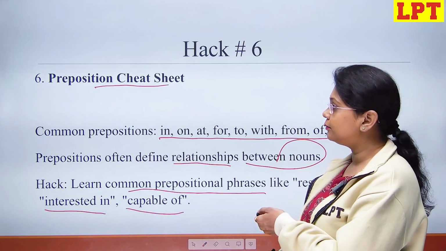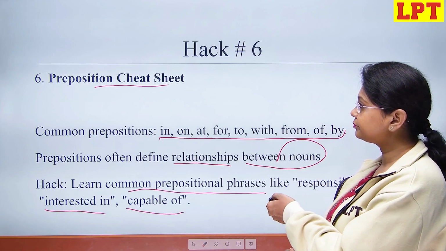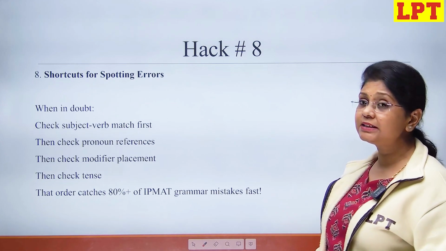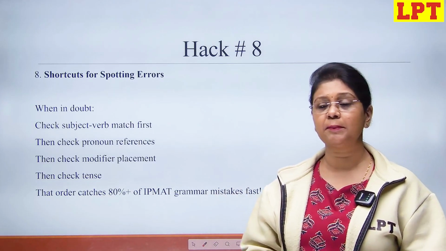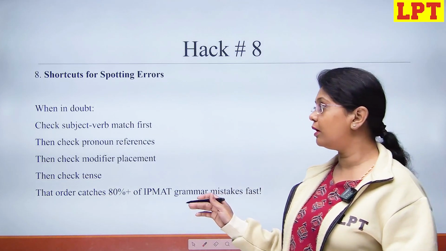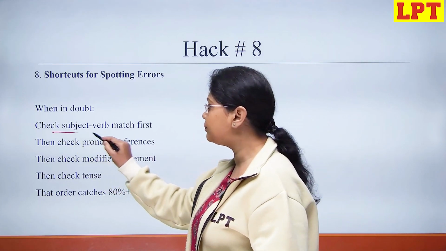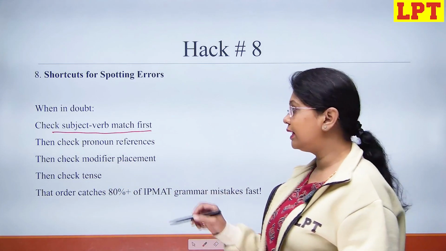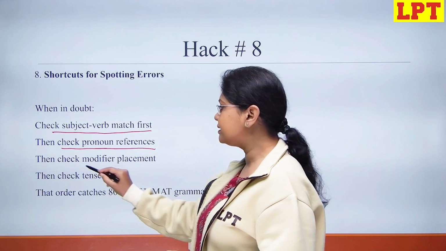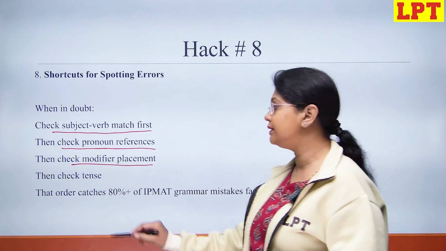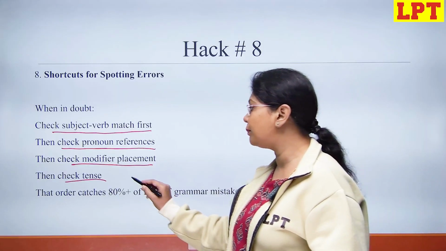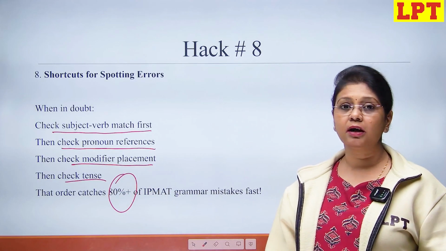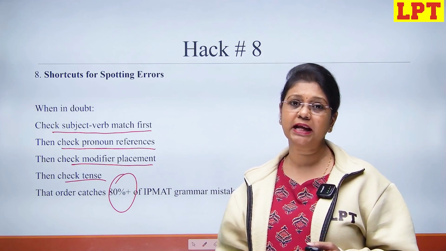Preposition, then you have the next one. Shortcuts for spotting errors. Now this helps you big time because when you're solving a grammar question in IPMAT, you can follow this pro forma. So check subject verb agreement or the match first, then check pronoun references, check modifier placement, and then check tense. This is the sequence which will help you get probably 80% accuracy in terms of questions that you are solving there.